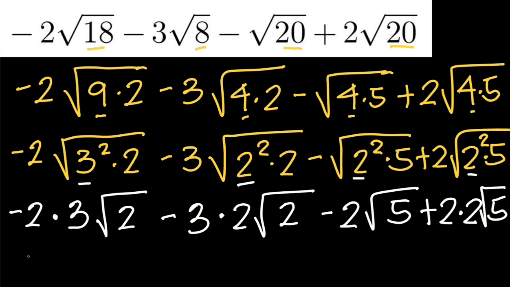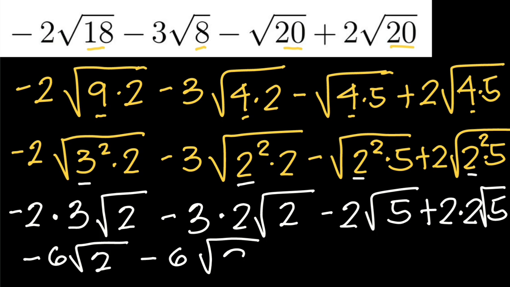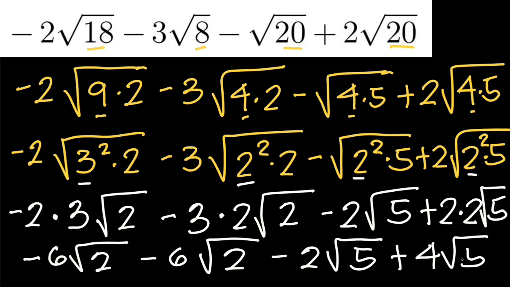This would become negative 6 square root of 2 minus 6 square root of 2 minus 2 square root of 5 plus 4 square root of 5. And now we can group like terms. This one and this one are alike, and this one and this one are alike.